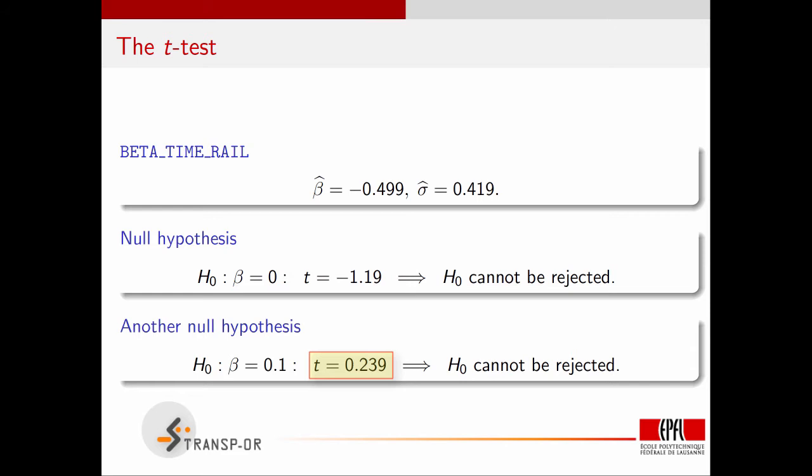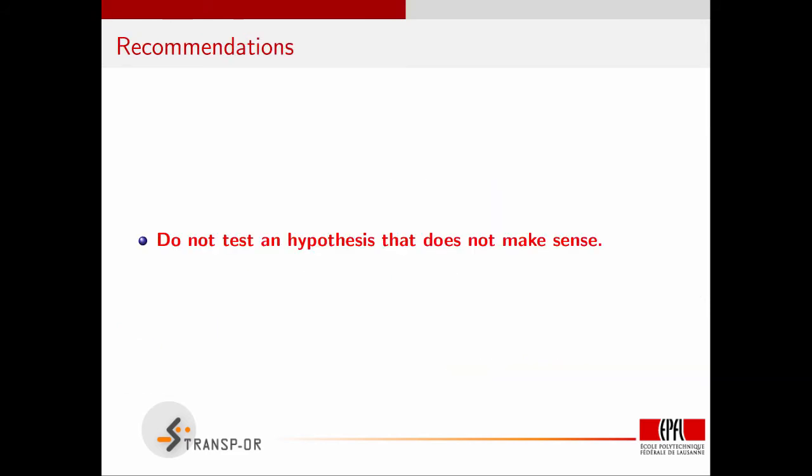Indeed, this hypothesis does not make sense, and it's not because the test does not reject it that we will accept it. So the same is true for the hypothesis beta equals 0. It does not make sense, and the fact that it cannot be rejected does not mean that we should accept it. So the first recommendation is to avoid testing an hypothesis that does not make sense.